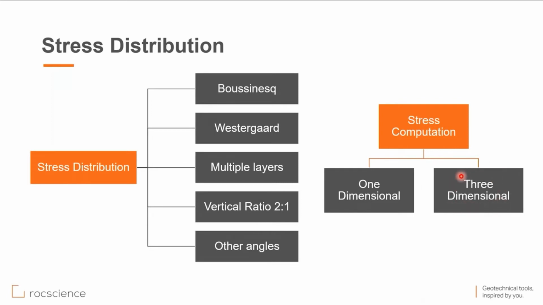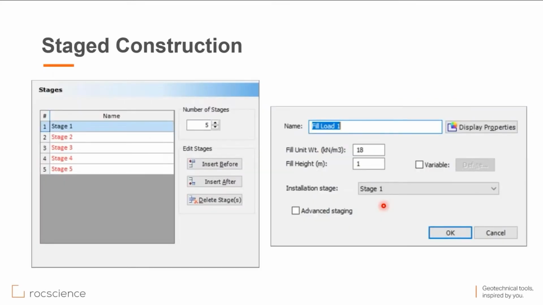Also, it evaluates the mean stress for calculation of settlement instead of the overburden pressure and the applied vertical stress only. The other feature that we need to pass through is staged construction. So in Settle3, you can define your stages of loading, and each stage will be defined within the load.